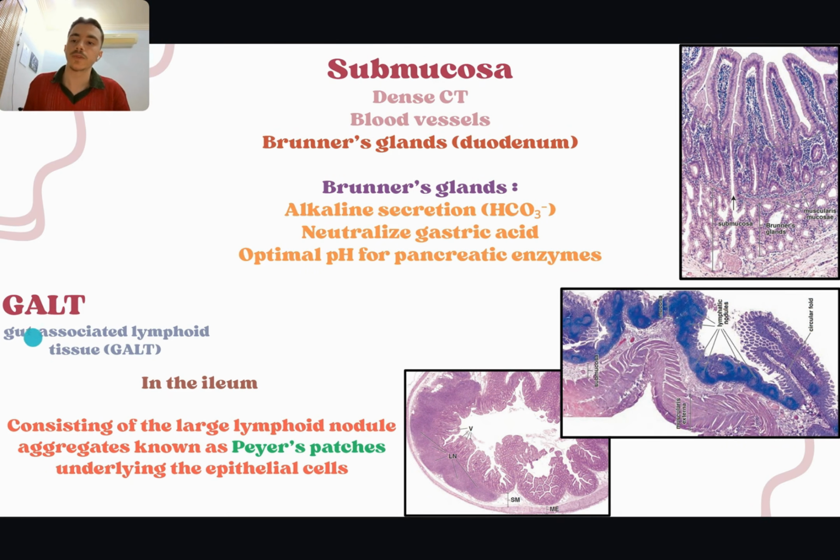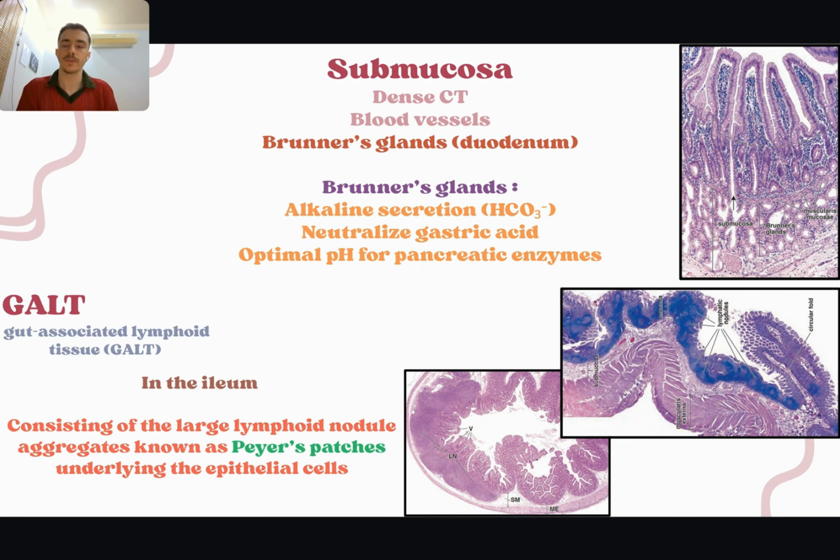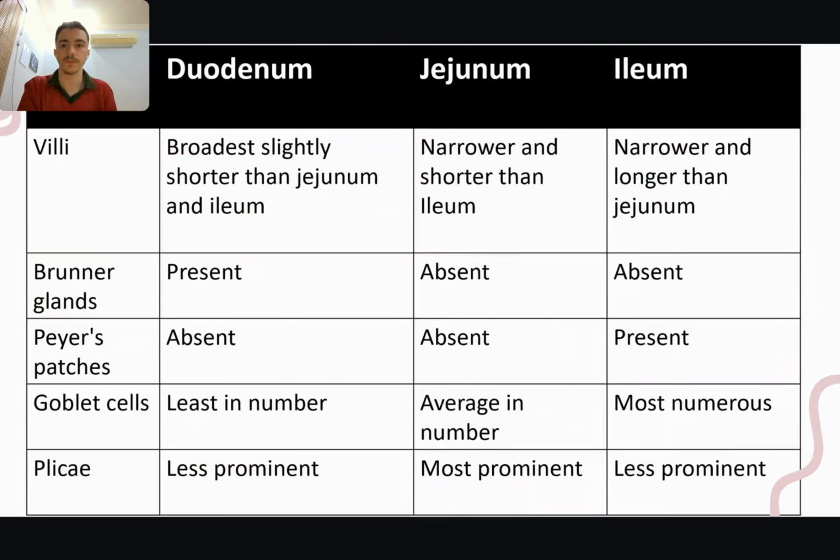We have the GALT right now. The GALT is the gut-associated lymphatic tissue. They are the tissues in the ileum, most of them in the ileum. I think all of them in there. In the ileum, consisting of large lymphoid nodule aggregates. So a lot of lymphoid tissues aggregate together, known as Peyer's patches, underlying the epithelium cells. So underlying the epithelium cells, there's a lot of lymphoid tissues together. They're known as Peyer's patches. They are found in the ileum.